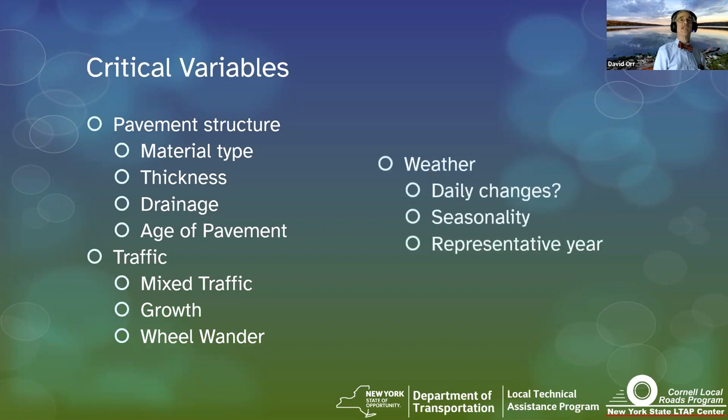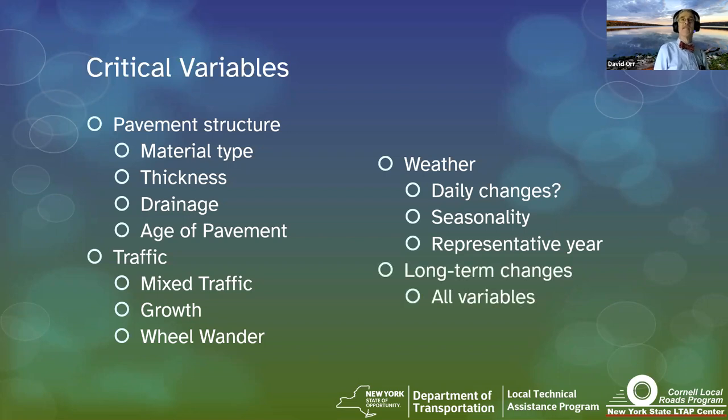And then of course, we talked a lot about the weather. Daily changes, what do we want to do with that? Seasonality. And then long-term, everything changes over time. Asphalt ages, stuff like that. So these are the critical variables we talked about in the last hour and are used in something like the AASHTO design equation and design guide.